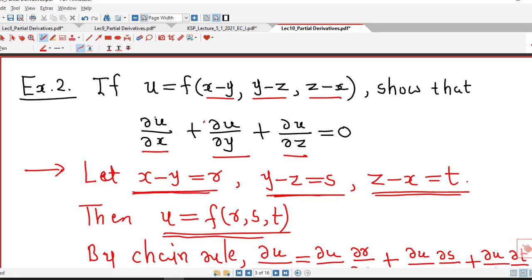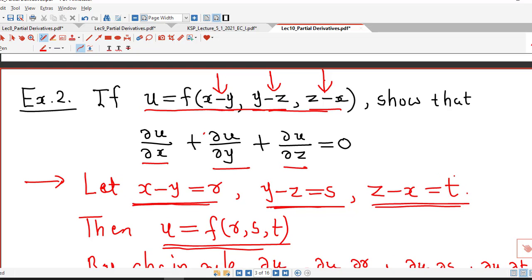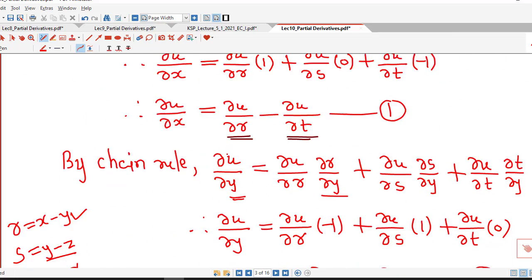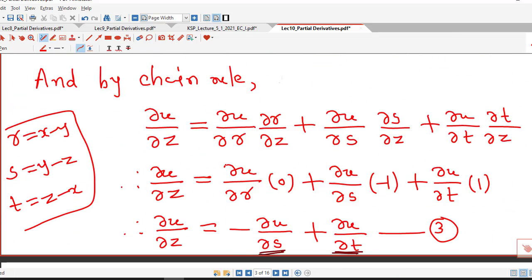So we have shown that sum of all the partial derivatives of first order is 0 for a given function. So whenever you have this type of things, you start by assuming that these functions are given by some other RST, or you can use your own notations also, and then apply chain rule. You can easily do this type of problems.